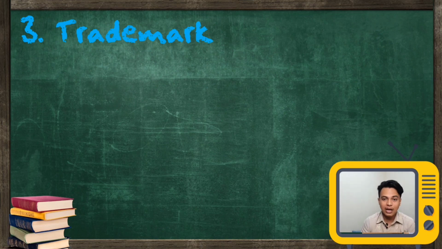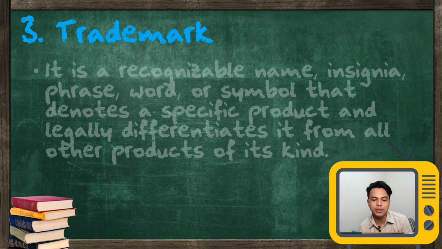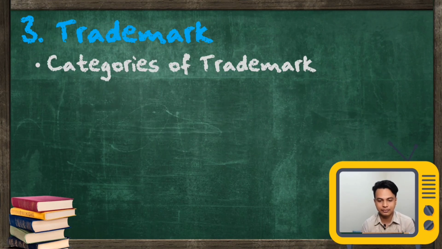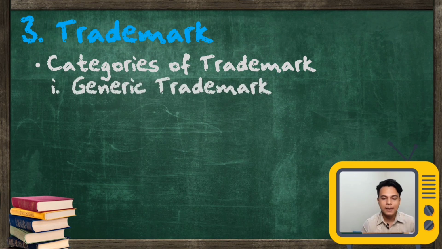The third one is trademark. Okay, so it is a recognizable name, insignia, phrase, word, or symbol that denotes a specific product and legally differentiates it from other products of its kind. Meron tayong iba't ibang categories ng trademark. Okay, so ano-ano ba yung mga trademarks na pinag-uusapan natin? The first one is the generic trademark.